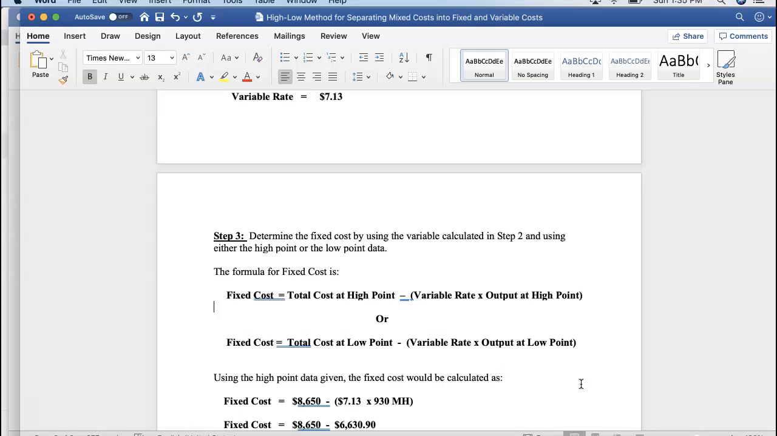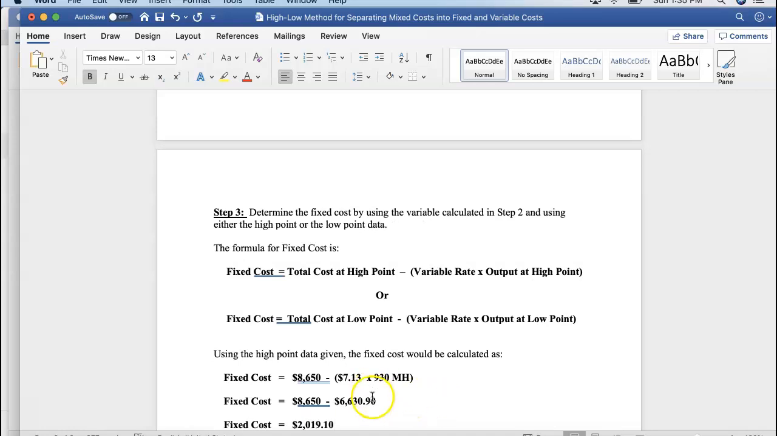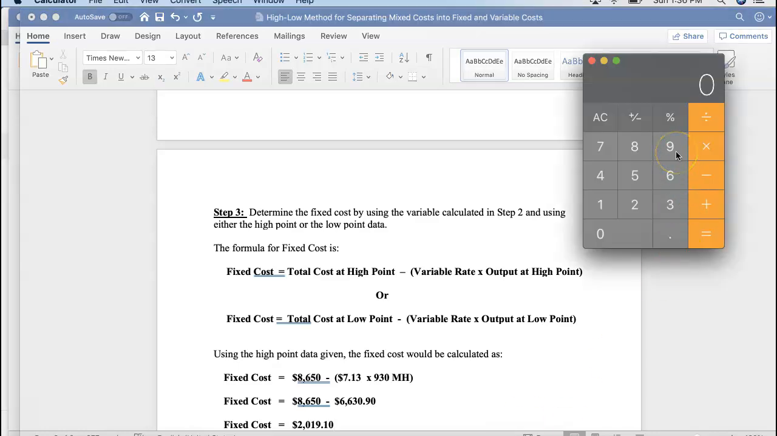So let's say we're using the high point from our data and we're filling in this formula. So our fixed cost equals the total cost at high point, which was 8,650, minus the variable rate that we just calculated, $7.13, times the high point activity, which was 930 machine hours. So then we multiply in our parentheses first, and we come up with $6,630.90. So we subtract that from the total cost, and that leaves the fixed cost portion at $2,019.10. So let's run our numbers and verify that is correct.